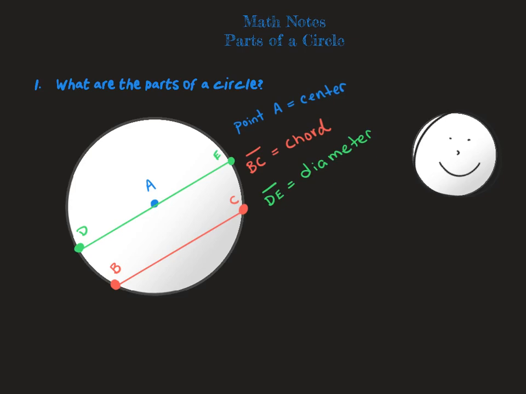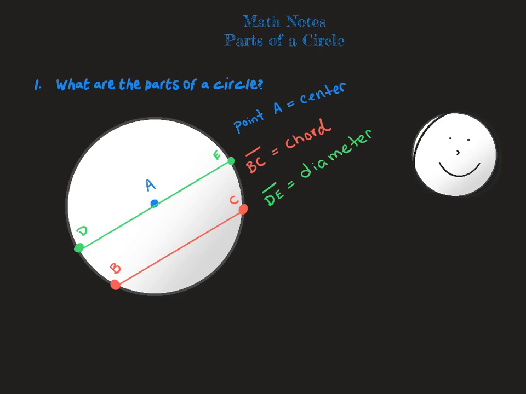So we've identified a point. Okay, here we go. So the point is right here. We've identified a line segment that goes from one edge of the circle to the other edge, and that's called a chord if it doesn't pass through the middle. And we've identified a line segment that goes from one edge, passes through the center, the middle of the circle, the center point, and goes to the other edge, and that's called the diameter when it does that. This is really, really important. The diameter is really important for us to know.